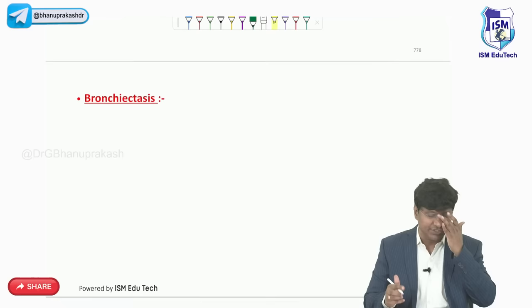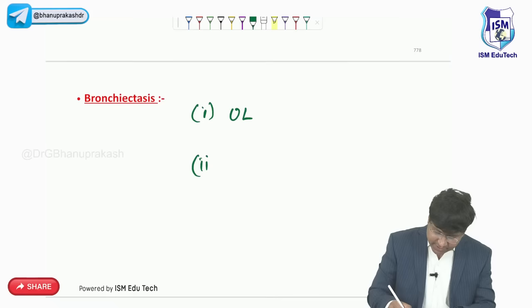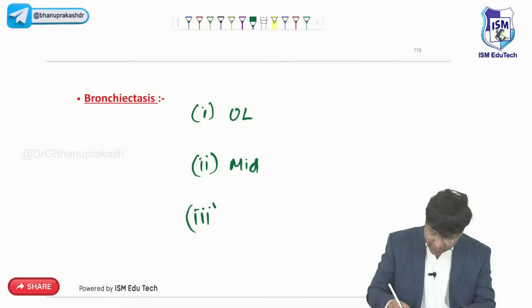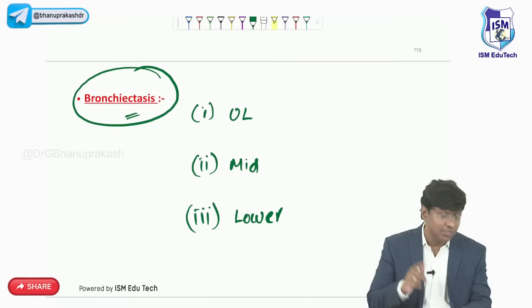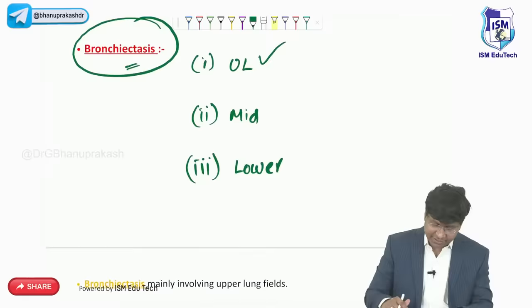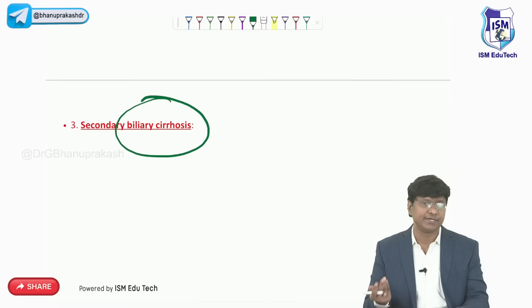Now the question is, which part of the lung do you have the bronchiectasis in case of cystic fibrosis? Anyone of you, please answer this. Upper lung fields, mid lung fields, lower lung fields. Which part of the lung field is affected in cystic fibrosis for the development of bronchiectasis? Please remember, it is the upper lung fields which are affected. And GIT manifestations in patients with cystic fibrosis will be in the form of secondary biliary cirrhosis. Why is that secondary biliary cirrhosis? Because there is thick and viscid bile juice that leads to cholestatic jaundice, and that will manifest as secondary biliary cirrhosis.